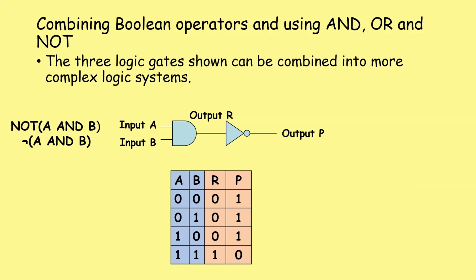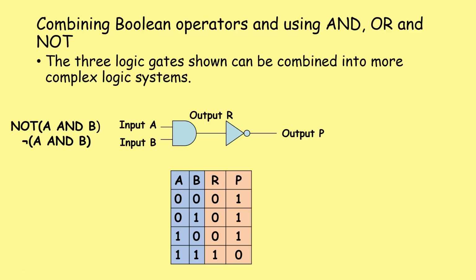So here we have NOT (A AND B). Given that Boolean expression, we have the diagram here. We've got the 2 inputs going into the AND. The output from that, which is R, goes into a NOT gate, and then we have the final output P. And again, we can use that to create a truth table as well. We write down all the possible combinations of the inputs A and B, and then that gives us the output R and the output P.